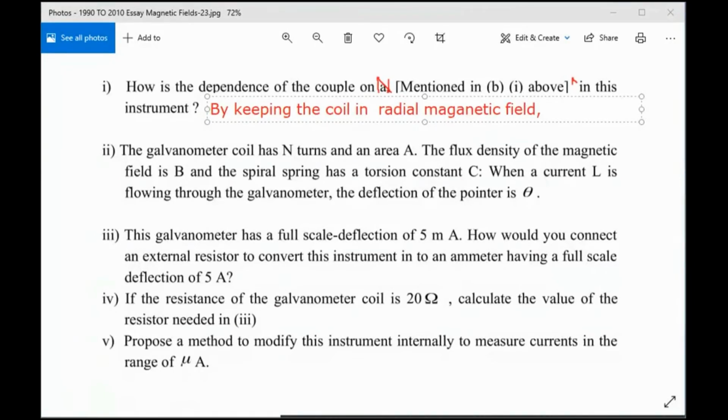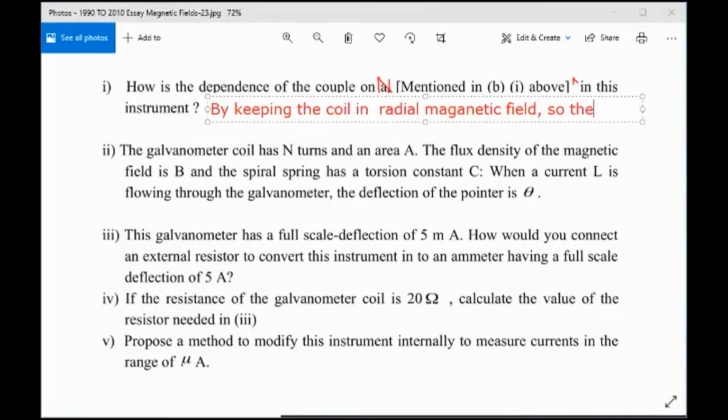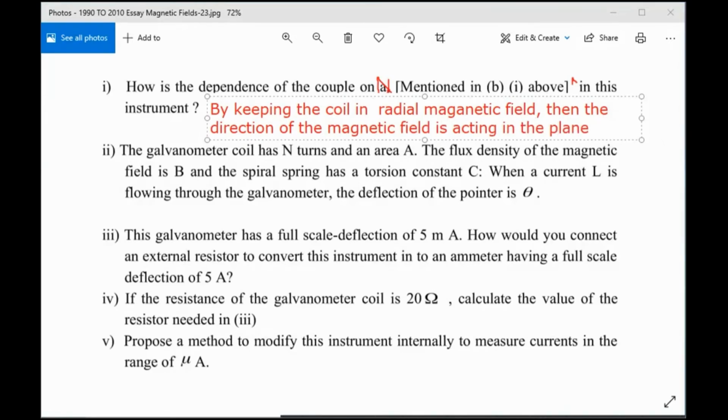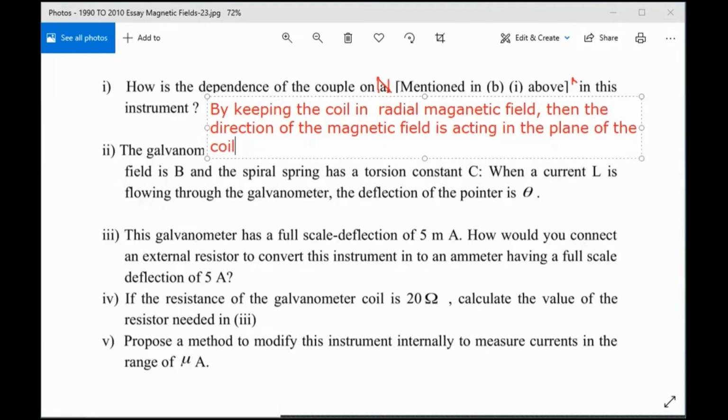So the direction of the magnetic field is acting in the plane of the coil for any position of the coil. This is the complete answer.